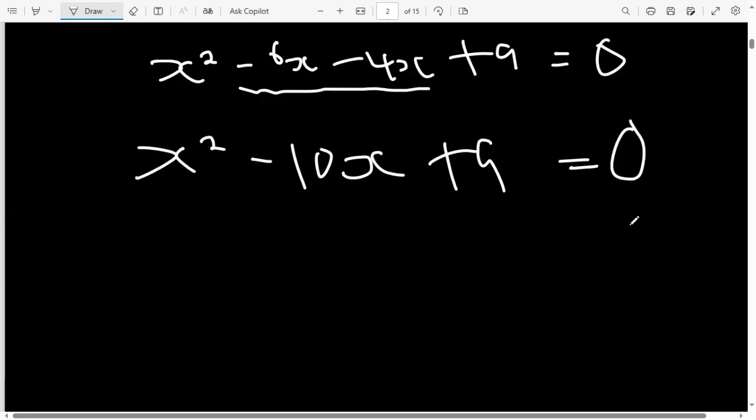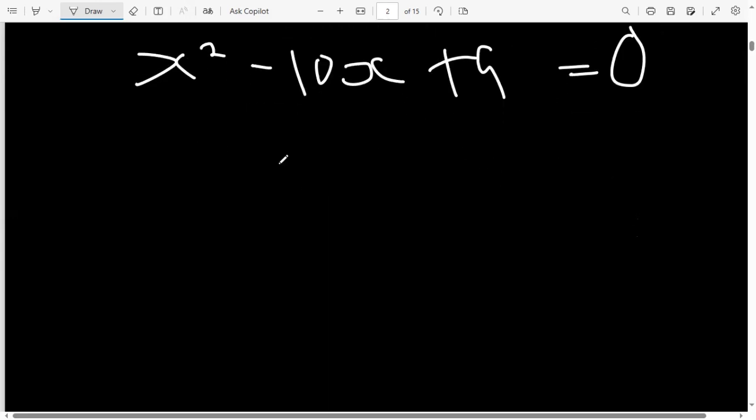Okay, and then from here, we see that we have a quadratic equation. So we can solve this quadratic equation by any method that we are comfortable with. We can use completing the square, we can use the factor method, or we can use the formula method, which is the simplest. But in this case, I think let me try to use the factor method.